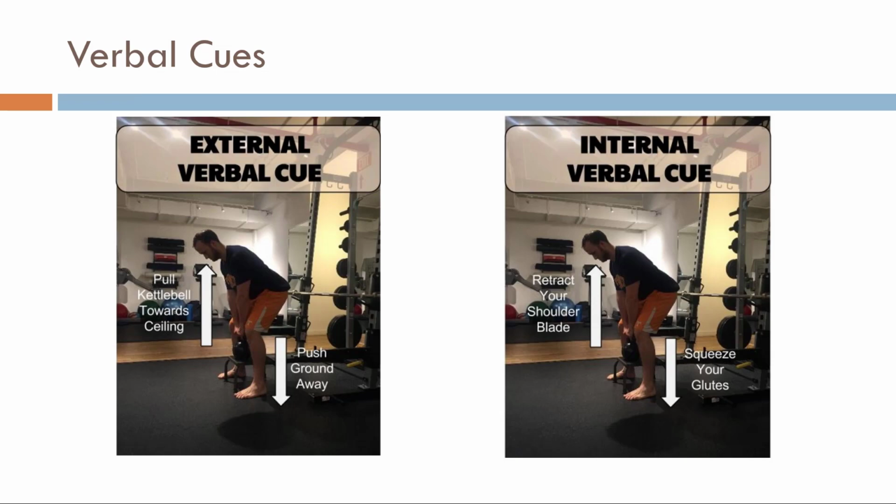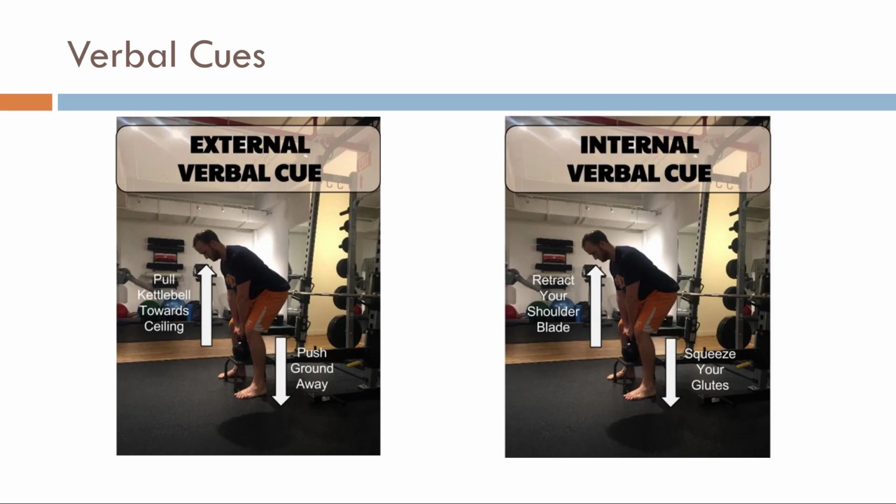Verbal cues are by far the most common and one of the most researched coaching cues. External cues focus on how the body's output affects the environment, so like outcomes and objects. Internal cues focus on the body processes and internal systems, like muscles and pressure and so forth. If you look at the image on the left here, you'll see the text there is the type of communication you would say, like pull the kettlebell towards the ceiling or push the ground away.